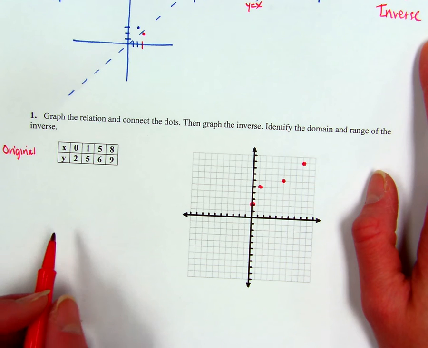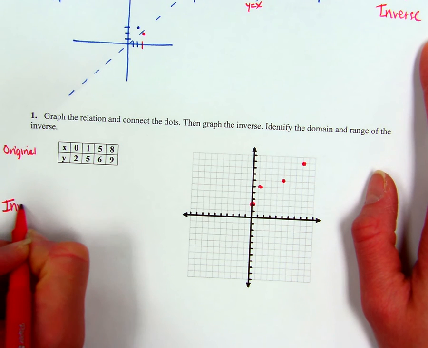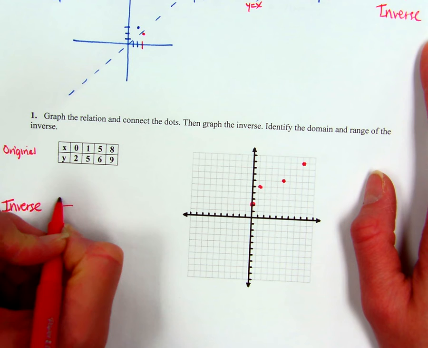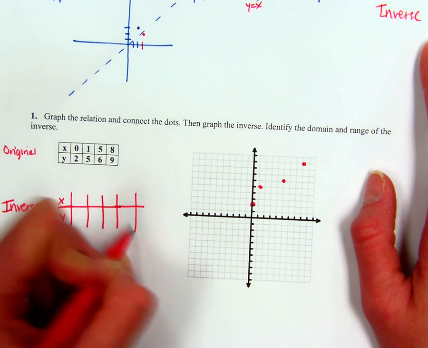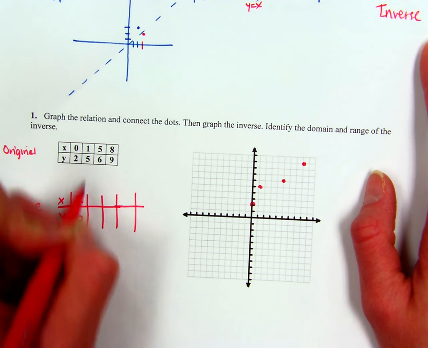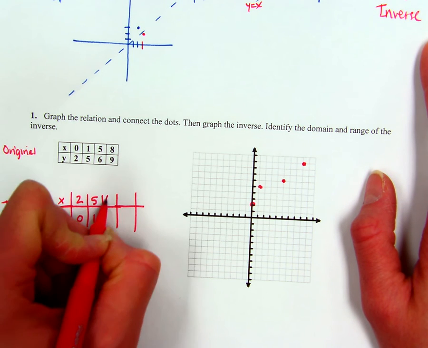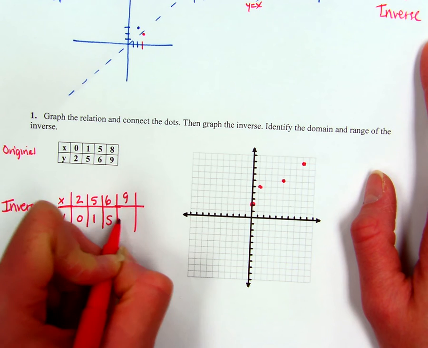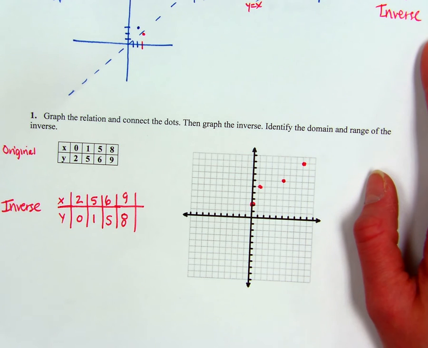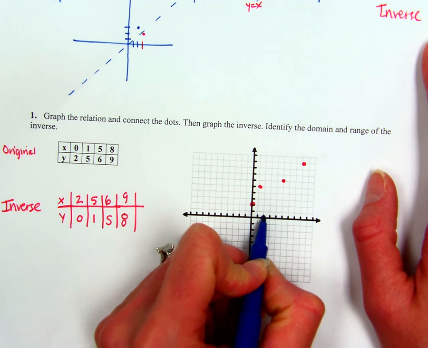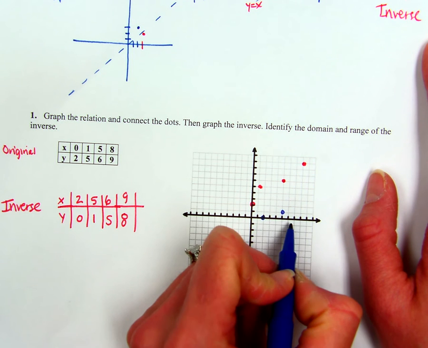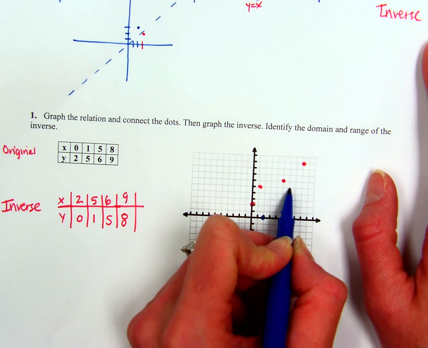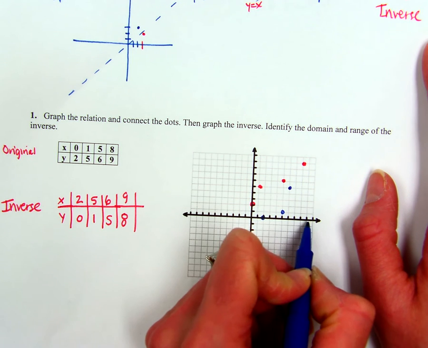Then it says graph the inverse. So if I wanted to find the inverse, I'm going to take my x's and y's and switch them. So instead of 0, 2, I'm going to do 2, 0. Instead of 1, 5, I'm going to do 5, 1, and so on. So there's 6, 5, and 9, 8. Now I'm going to look at what would be the inverse. So I would have 2, 0, 5, 1, 6, 5, and 9, 8.